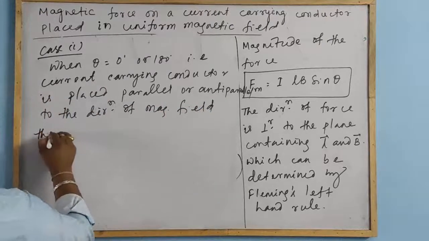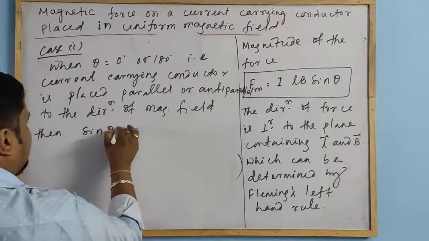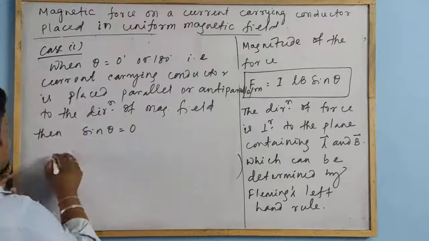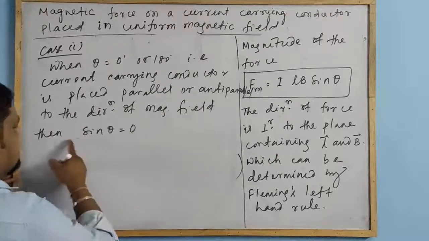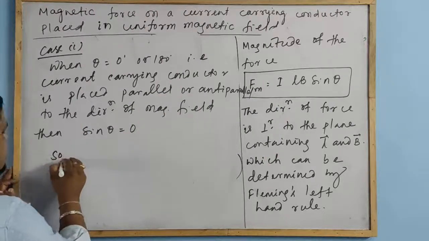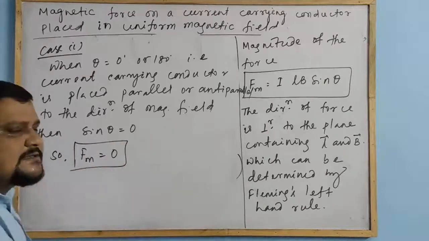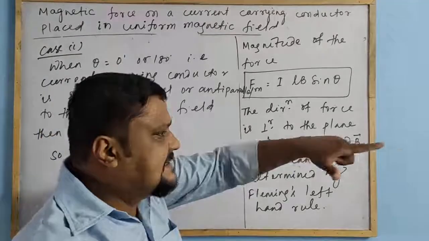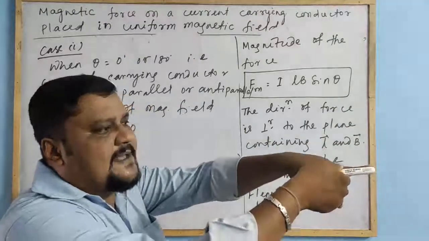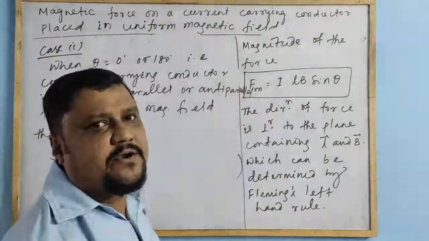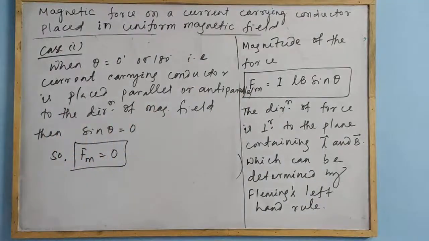Then sin 0 is 0, sin 180 is 0. So sin theta is 0, and the force Fm is equal to 0. No force acts on the conductor. If this is the magnetic field and the conductor is placed parallel or anti-parallel, then there is no force on this conductor. Clear? Case 1.